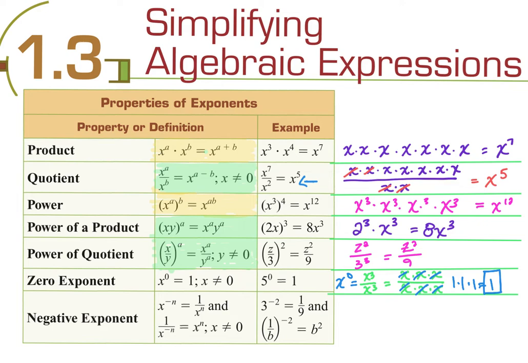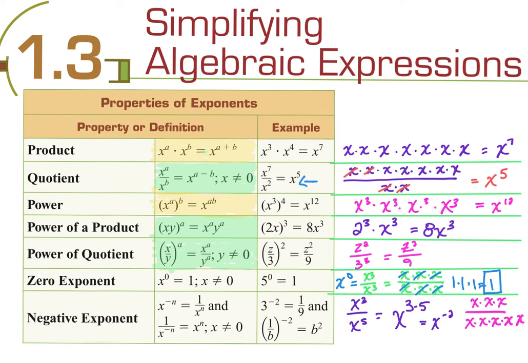So if I were to have x cubed over x to the 5th, all right? My quotient property says I need to subtract those, right? X to the 3 minus 5. What does that give me? 3 minus 5 is what? Negative 2. So let's use expansion here and see what happens. I'm going to have 3 x's on top. 1, 2, 3. I'm going to have 5 x's on bottom.